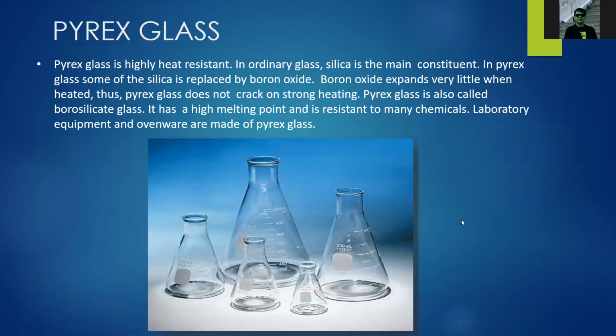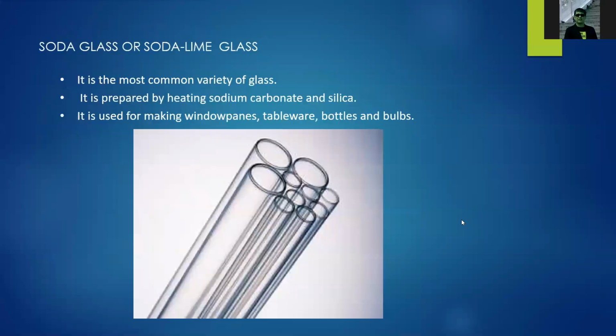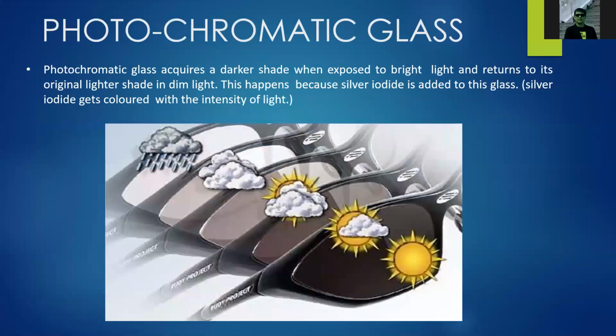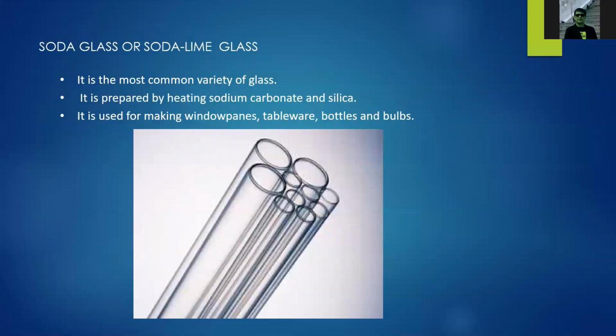And we have also the soda glass or the soda lime glass. This is the most common variety of glass. It is prepared by heating sodium bicarbonate and silica. It is used for making window panes, tablewares, bottles, bulbs. So this is the commonly used glass for everyday use.